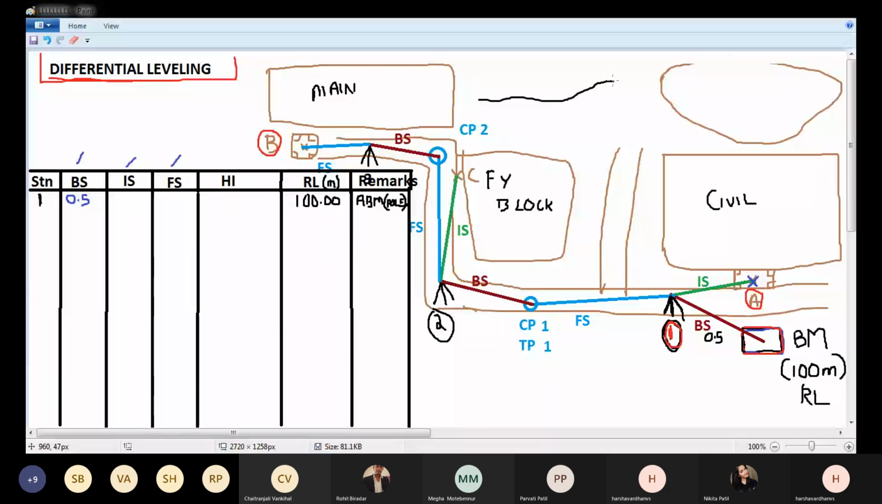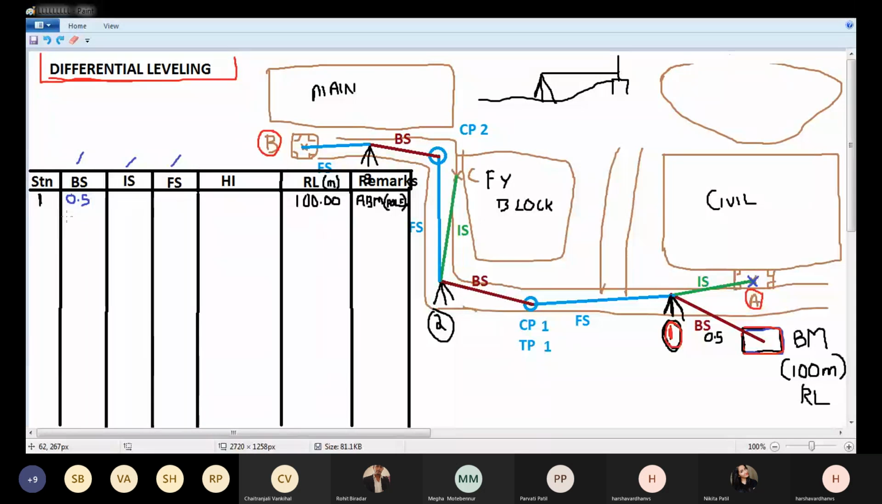So this is the staff pedestal. I'll hold my instrument here. I'll hold the staff here and I will take a staff reading. I'll get a reading of 0.5. So I'll write down that 0.5. Now this 0.5, it is a backside.